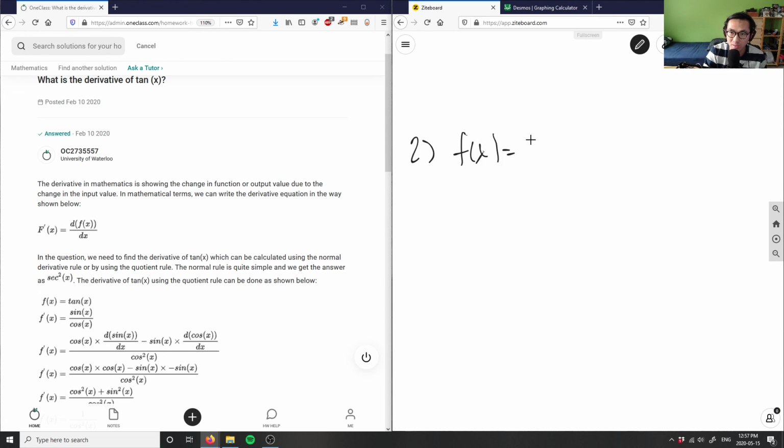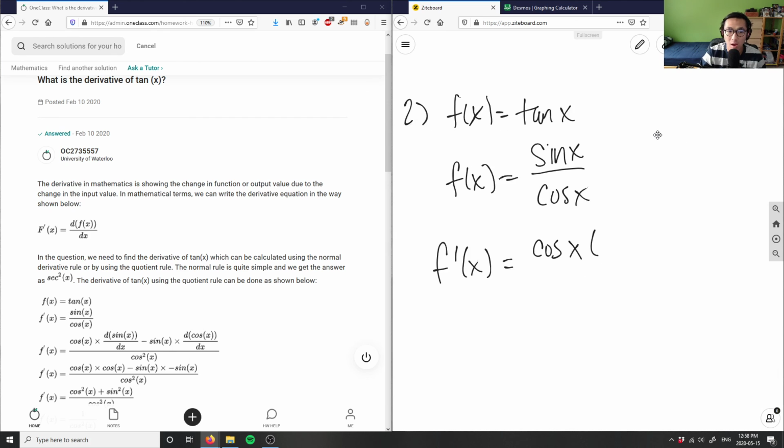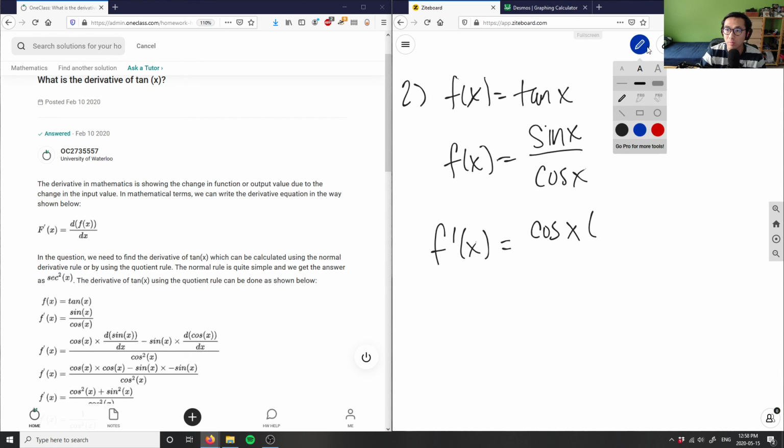If f of x is tangent of x, I can use my quotient identity to figure out what this is. I know that tangent is equal to sine x over cos x. Then f prime of x is going to equal cos x times the derivative of sine, which is cos x. You can think of sine as g of x and cos as h of x, so this is h of x times g prime of x. And the derivative of sine is cos.